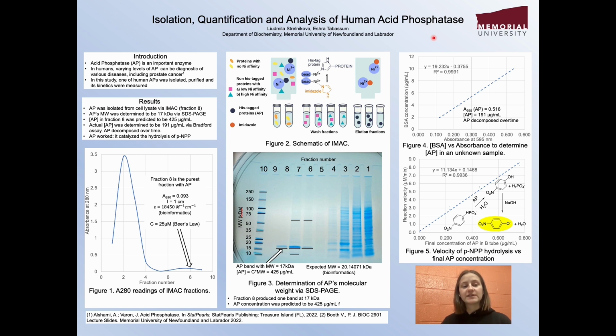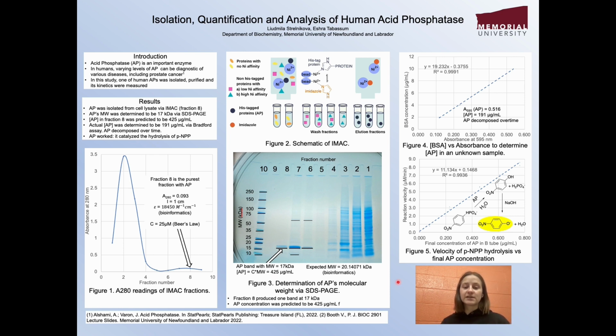So acid phosphatases are a group of enzymes that play an important role in various metabolic processes. Varying levels of APs can be indicative of various diseases in humans, such as leukemia and prostate cancer. Given their medical and biological importance, it is important to understand how we can study acid phosphatases, and this is basically the purpose of this whole project.